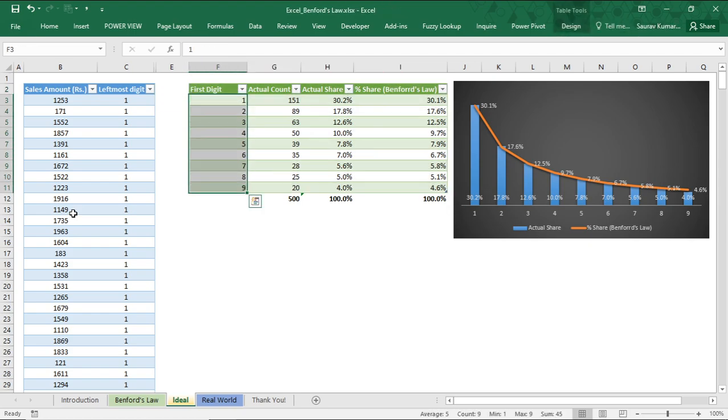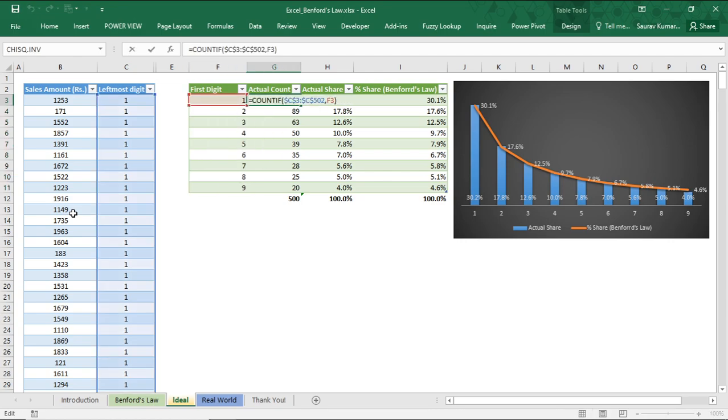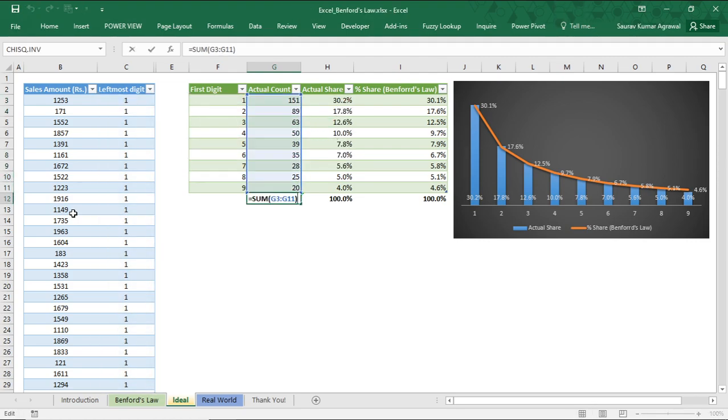I've written the 9 digits 1, 2, 3, 4, 5, 6, 7, 8, 9, and I've calculated the total count using the COUNTIF formula. COUNTIF is a pretty easy formula wherein we just have to select the range and the criteria basis which it will count. So this is how I have derived the actual count, and the total count is 500. Now, adjacent to that, I have calculated the actual share. So 151 is how much percentage of 500. Similarly, 89 is how much percentage of 500.